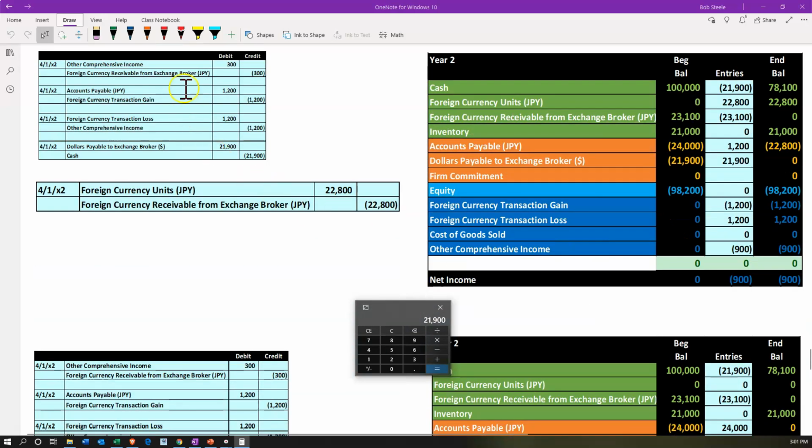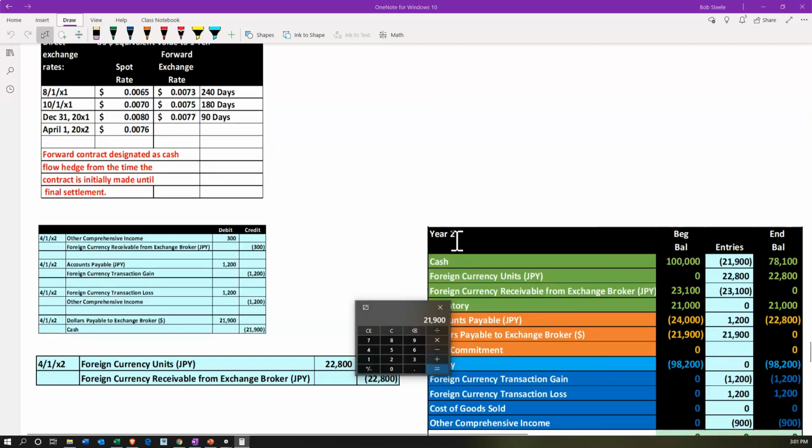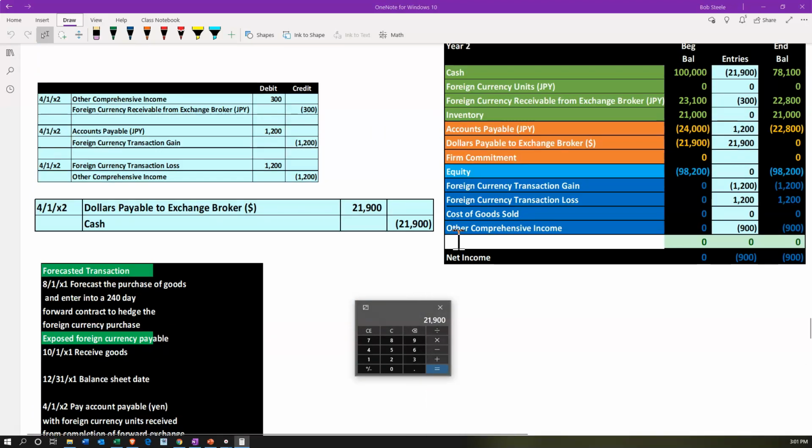So everything up until this point has been recorded here, and this transaction is included, you'll recall once again, in the entries column over here. The next thing that's going to happen is the other side of the forward exchange contract will happen. To think about that, let's move up to the prior slide and see where we were at before this.